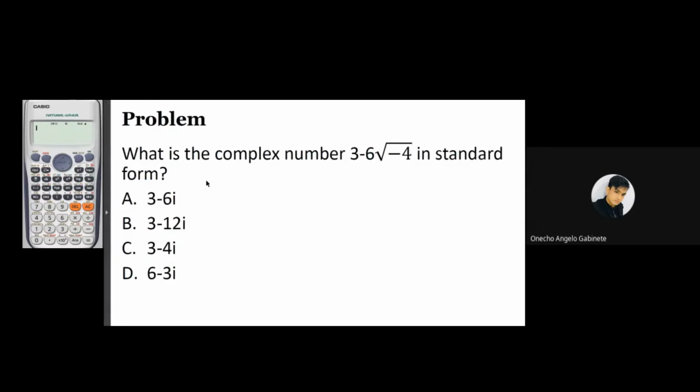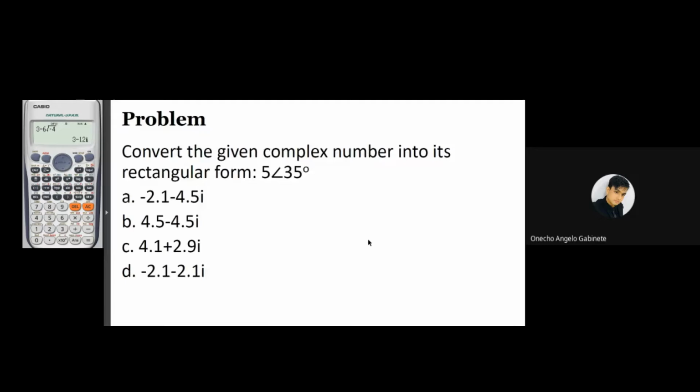Next, what is the complex number 3 minus 6 square root of negative 4? Press equals. Ano pong sagot, Engineer Bianca? Engineer Rose Ann? Sir, letter B po. Letter B, very good. In standard form, ano? Next, convert the given complex number into its rectangular form or standard form.